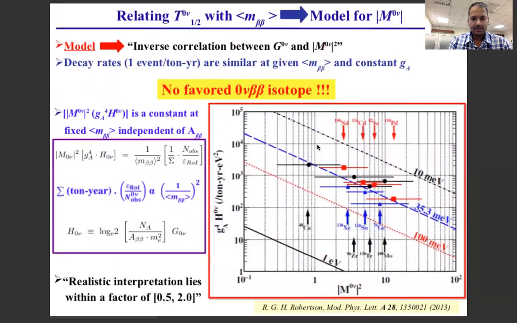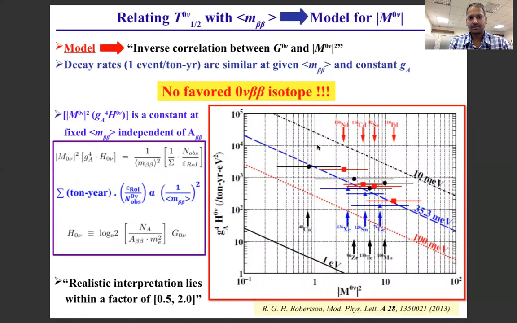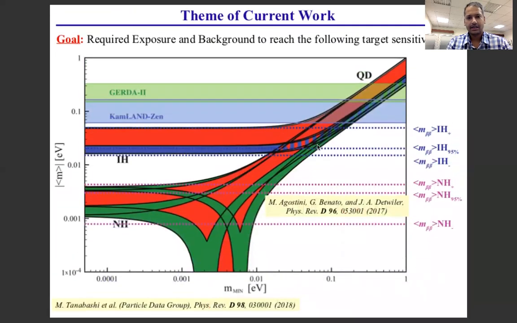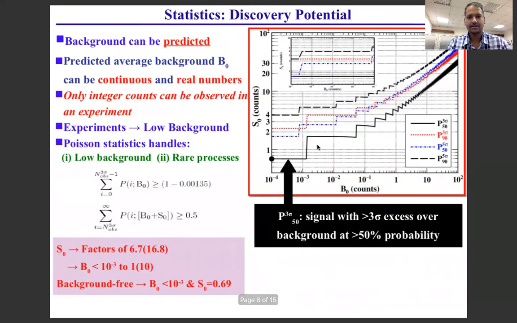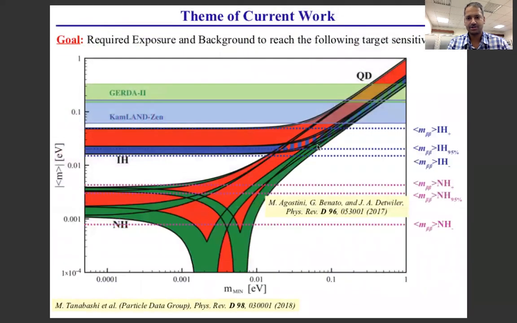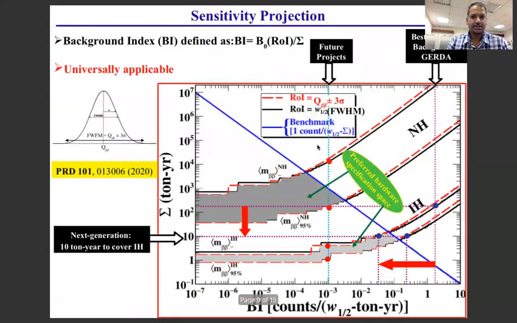So following this theoretical constant, this model, and the target sensitivity using statistics in terms of 3 sigma, 50% discovery potential, we have calculated the required sensitivity. In this figure, the x-axis is the background index in counts per full width at half maximum per ton-year, and the y-axis is the exposure in ton-year. Currently the best background achieved is by GERDA, which is around 2 counts per FWHM per ton-year.